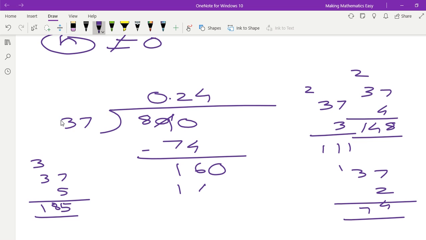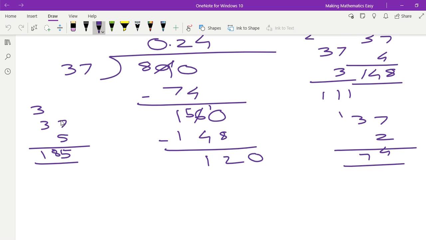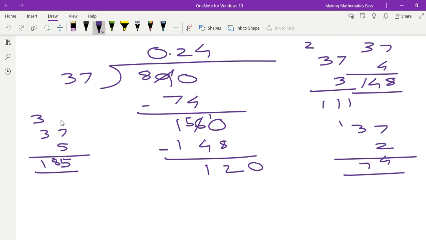So this is 148. Now we need to cancel this. This will become 5, this will be 10. 10 minus 8 is 2, 5 minus 4 is 1. Now this is 12. Again we can take a 0 over here. Now let us see where 120 lies. We already have 3s, which is 111, and 4s, 148. So we need to take 3. This will be 111, and if we subtract this, it will get cancelled, this will be 1, this will become 10. 10 minus 1 is 9. This will be 0, this will be 0.